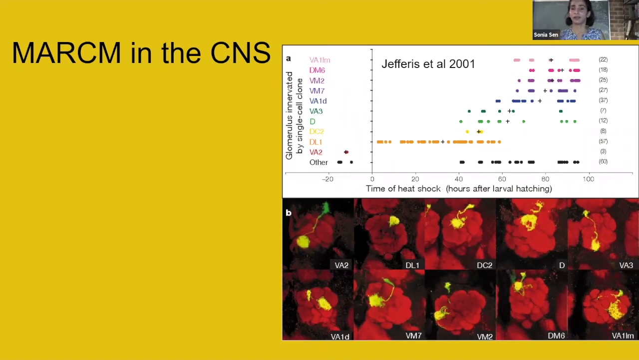Because, right, just last year there was some evidence that there might be, but until last year I would have said nothing is dividing, because there's no adult neurogenesis in the flies. There's no cell division in the central brain of the fly in the adult. So it depends not only on your tissue, but on when your cells are dividing. Remember, MARCM relies on cell division to occur.